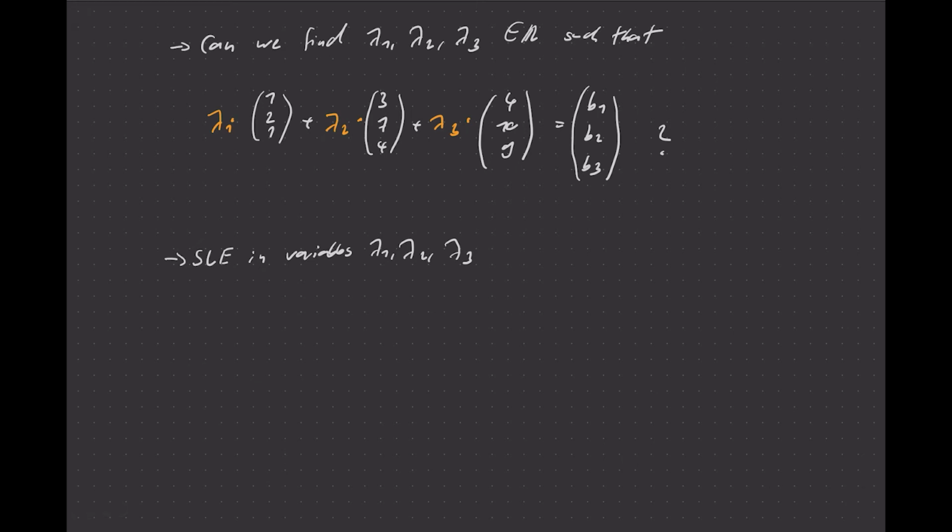First equation is 1 times lambda 1 plus 3 times lambda 2 plus 4 times lambda 3. And I'm writing this in tableau form right away. Right hand side here is B1. The second row would be 2 times lambda 1, 7 times lambda 2, and 10 times lambda 3, with the right hand side of B2. And the last row is 1 times lambda 1, 4 times lambda 2, 9 times lambda 3, with the right hand side of B3.